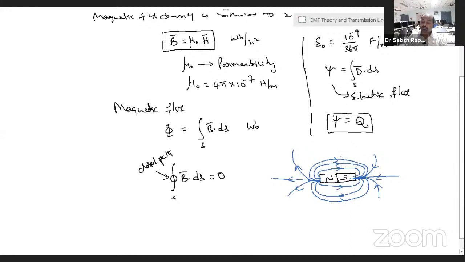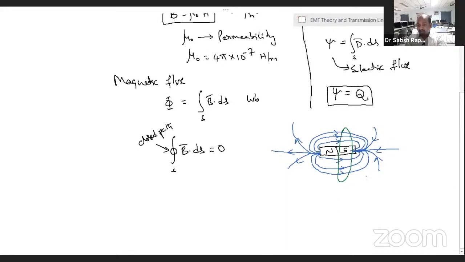Therefore, if you consider a closed path, what happens? The flux passes through the closed loop and again enters. We have considered a closed loop. The flux lines are entering and again closing, entering and closing. So what is the total flux? It is zero.